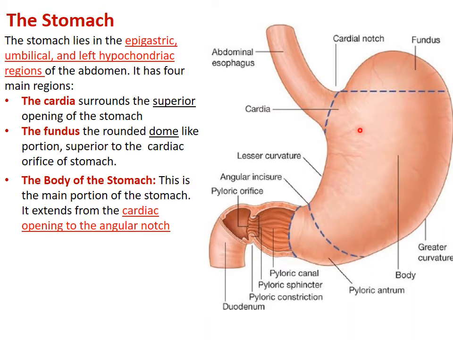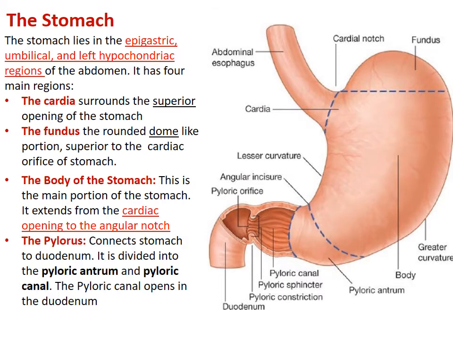So this very big portion is the body of the stomach. The lower limit of the body is an imaginary line running down from the angular incisura. This is the main portion of the stomach. It extends from the cardiac opening to the angular notch. From the cardiac opening, this whole area below the fundus and up to the angular notch. Angular notch is this. So draw a line from the angular notch. This whole area is the body of the stomach.